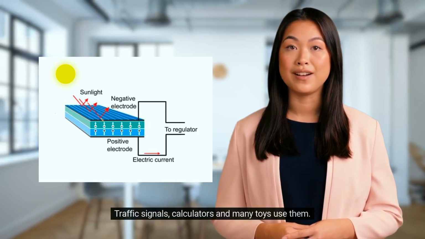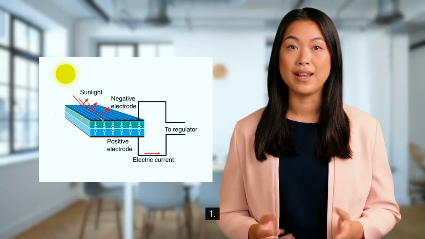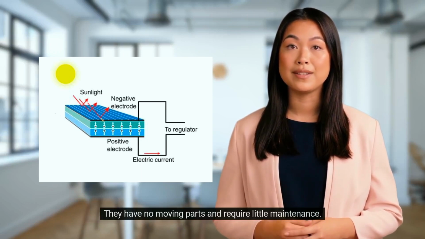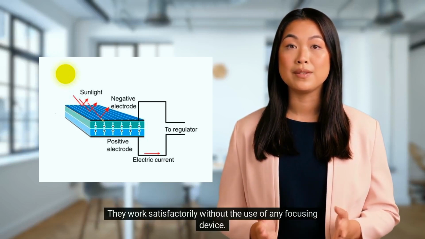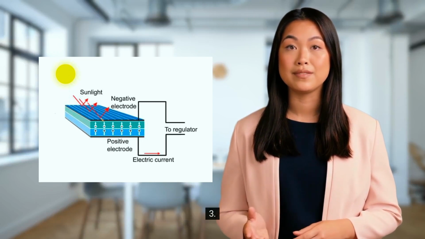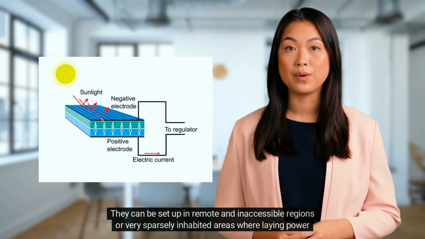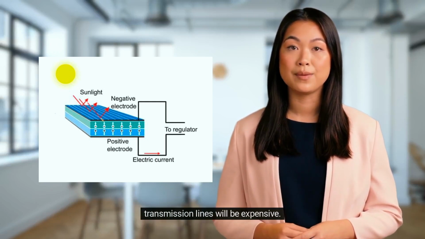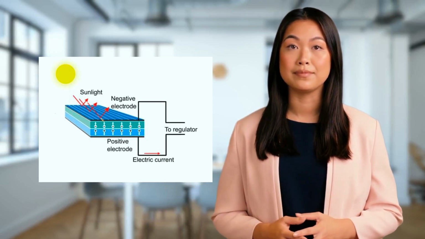3. Radio, wireless transmission systems, or TV relay stations in remote locations use solar cell panels. 4. Traffic signals, calculators, and many toys use them. Advantages are: 1. They have no moving parts and require little maintenance. 2. They work satisfactorily without the use of any focusing device. 3. They can be set up in remote and inaccessible regions or very sparsely inhabited areas where laying power transmission lines will be expensive.